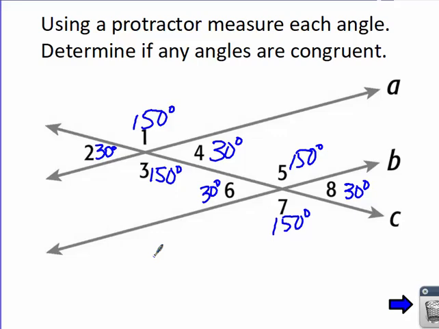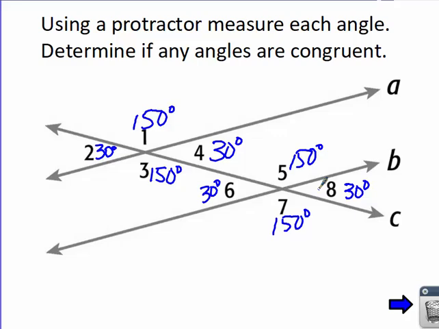So let me get rid of this protractor. So when we have parallel lines cut by a transversal, each of these obtuse angles, like angle 1 and 3, angle 5 and 7, are going to be the same. Angle 2 and 4, and angle 6 and 8, the acute angles, they're going to be the same.